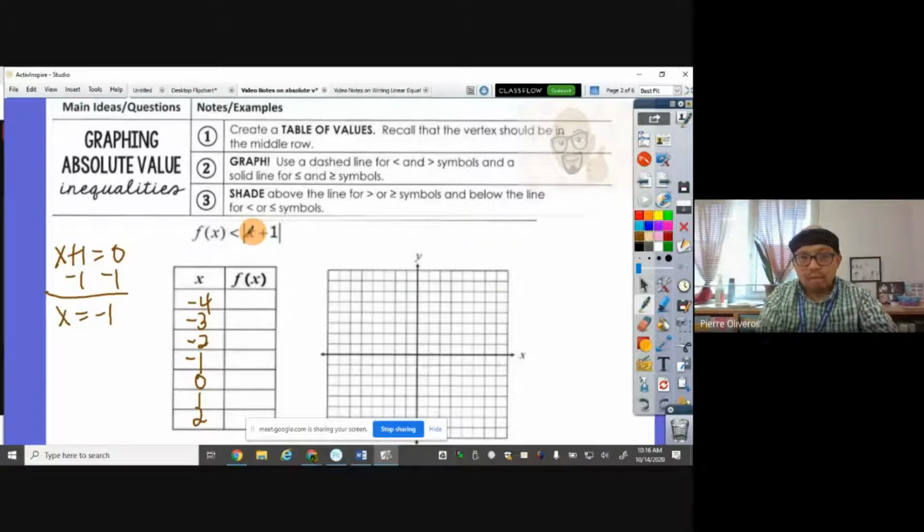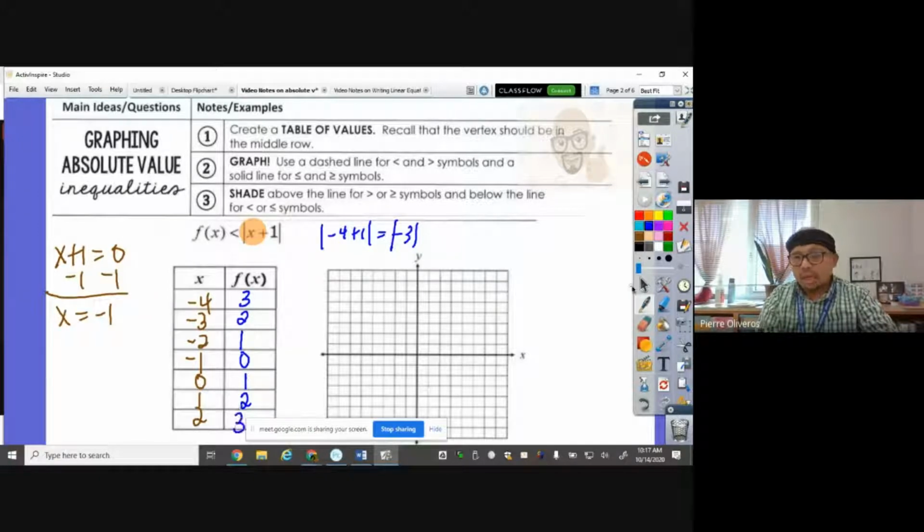If we have negative 4, absolute value of negative 4 plus 1 is going to be absolute value of negative 3, which will give me a positive 3 here. Negative 3 plus 1 is negative 2. Absolute value of negative 2 is positive 2. Negative 2 plus 1 is negative 1. Absolute value of negative 1 is positive 1. Negative 1, which will give us our vertex. Negative 1 plus 1 is 0. Absolute value of 0 is 0 there. 0 plus 1 is 1. Absolute value of 1 is 1. 1 plus 1 is 2. Absolute value of 2 is 2. 2 plus 1 is 3.